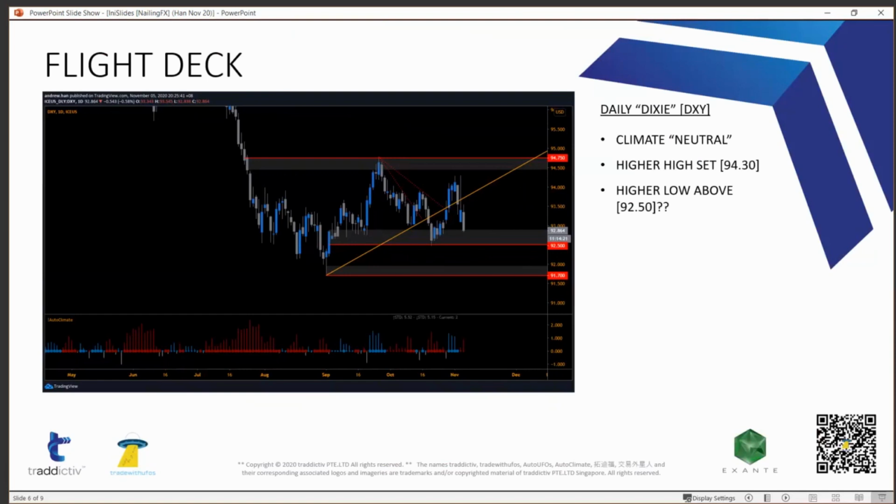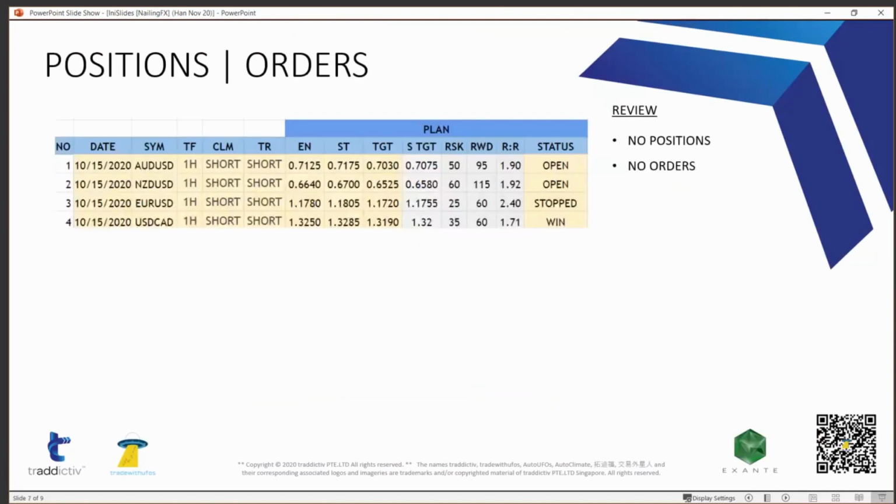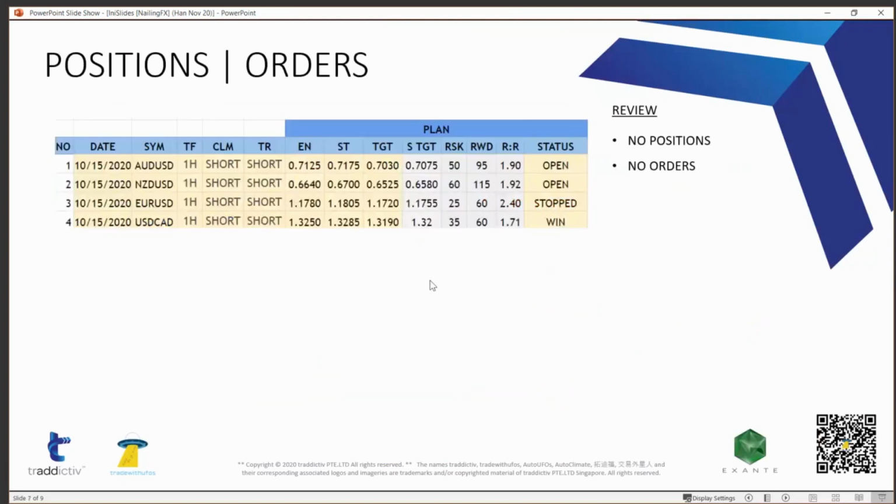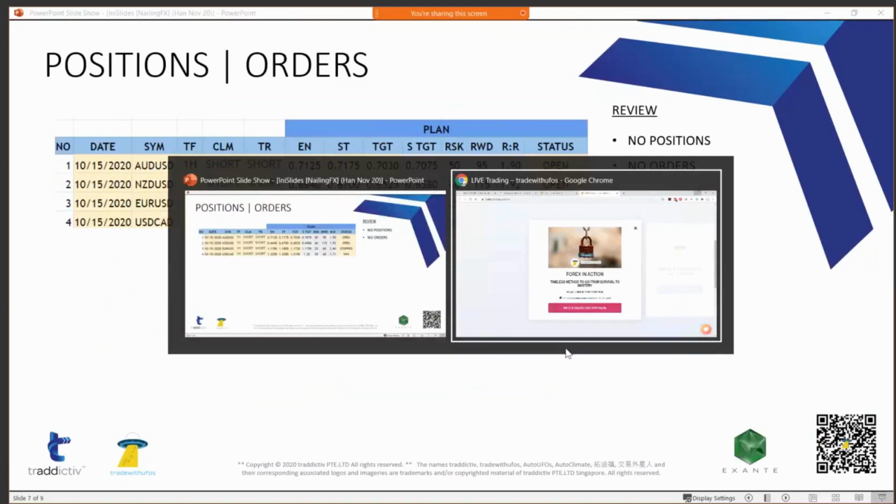We'll zoom into that shortly. Okay, so no position orders at this point in time. There's just an example of how we will keep track of things. And so let's head to the markets now. Okay, let's see what's going on.